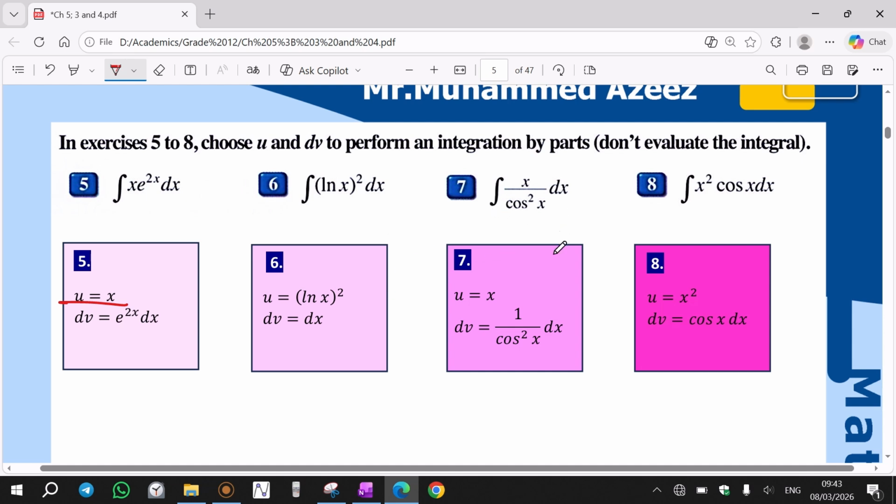For this fraction, 1 over cosine squared is familiar. Its integral is going to be tan. Then x alone is u, and 1 over cosine squared is dv. Only in the case of ln, we don't set x as u. Now we have x squared cosine x. The part of x squared is going to be u, and dv is cosine x.